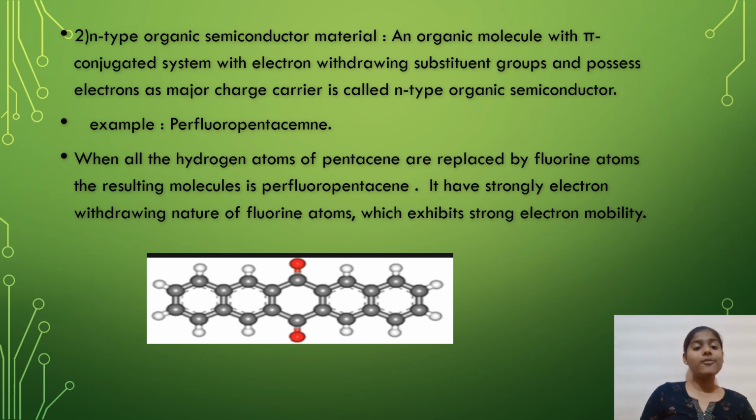Example, perfluoropentacene. When all the hydrogen atoms of pentacene are replaced by fluorine atoms, the resulting molecule is perfluoropentacene. Due to the strongly electron withdrawing nature of fluorine atoms, it exhibits strong electron mobility.